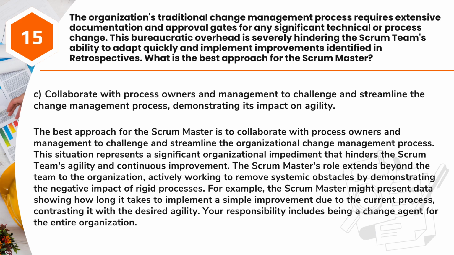This situation represents a significant organizational impediment that hinders the Scrum team's agility and continuous improvement. The Scrum Master's role extends beyond the team to the organization, actively working to remove systemic obstacles by demonstrating the negative impact of rigid processes. For example, the Scrum Master might present data showing how long it takes to implement a simple improvement due to the current process, contrasting it with the desired agility. Your responsibility includes being a change agent for the entire organization.